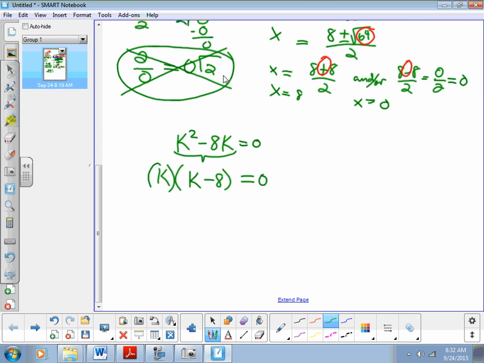Set each parenthesis equal to 0. One of the answers is k equals 0. You notice that was one of the answers. The other answer is k minus 8 equals 0. Wasn't the other answer k equals 8? Okay, which one did I get too fast? Wow. That one was faster, but maybe you didn't see that, right?